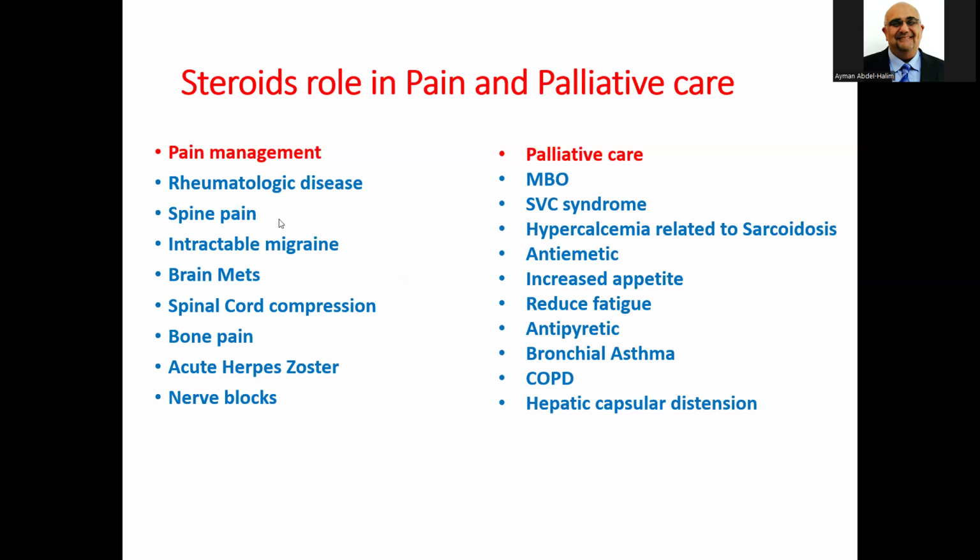As far as pain, it can be very helpful in rheumatologic diseases, spine pain, intractable migraine and brain mets, spinal cord compression, shingles, and it could be an adjuvant with nerve blocks. We do this all the time. We add dexamethasone to our local anesthetics while we're doing our blocks to prolong the duration of the block.